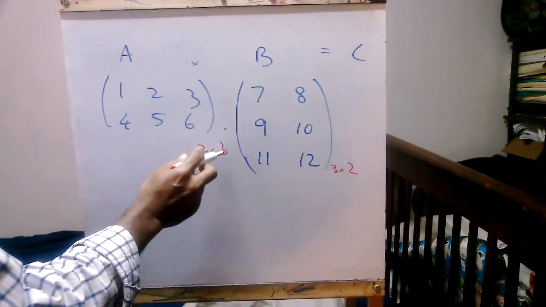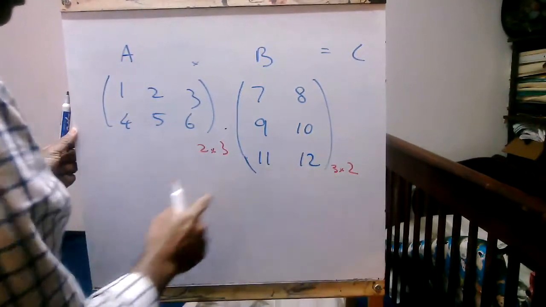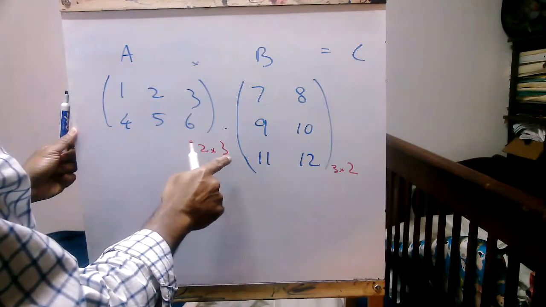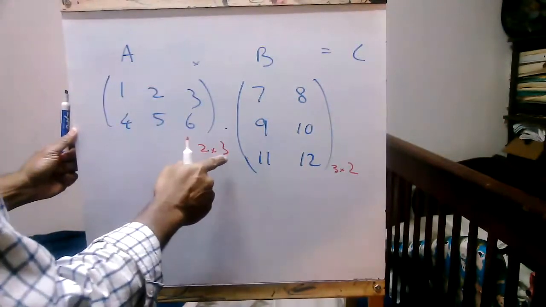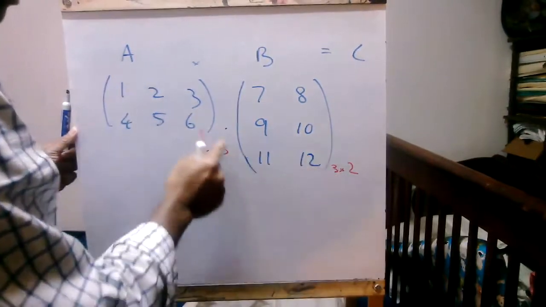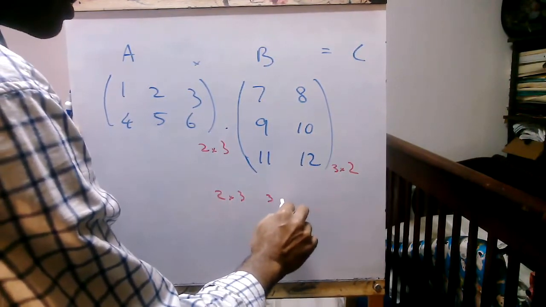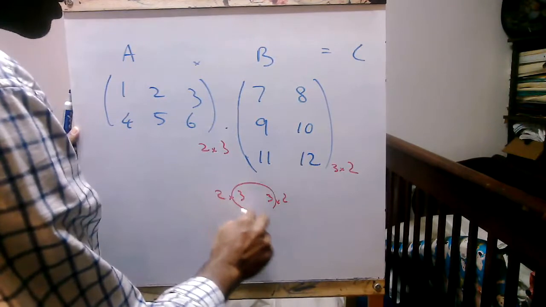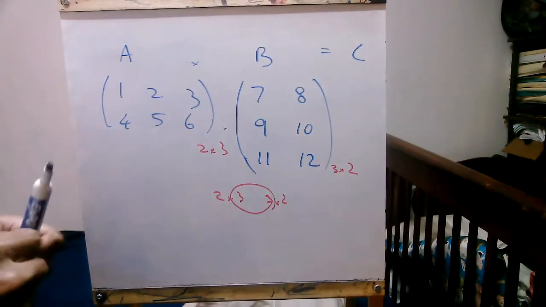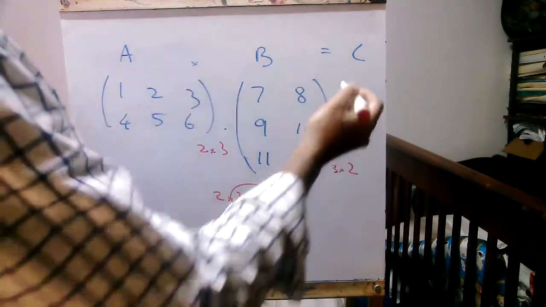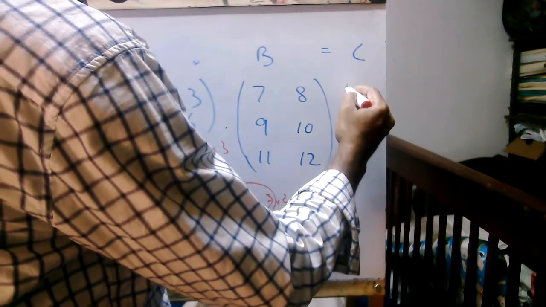See, this number in between is common, the same number. Then how do we find the dimensions of the resultant? We forget about this number in common. This is 3 by 2. We forget about this number in the middle, and we should get a 2 by 2 matrix. So this matrix is 2 by 2.